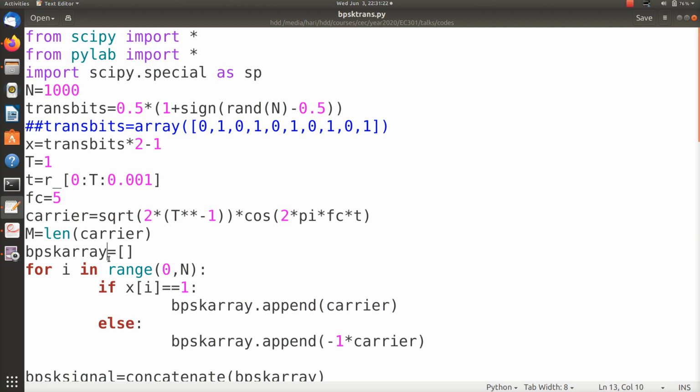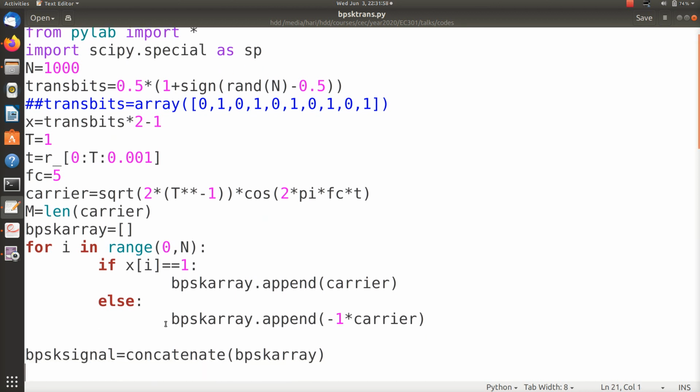Now I initialize the BPSK array to null, a null array called BPSK array. Then I initiate a for loop in the range 0 to n. If this x_i value is 1, that is, if it is a logic 1, I append the carrier to the BPSK array. Carrier is nothing but root of 2 by T cos 2 pi fc t. Or else, if it is a minus 1, the BPSK array is appended with the negative of the carrier, that is, with the phase reversal.